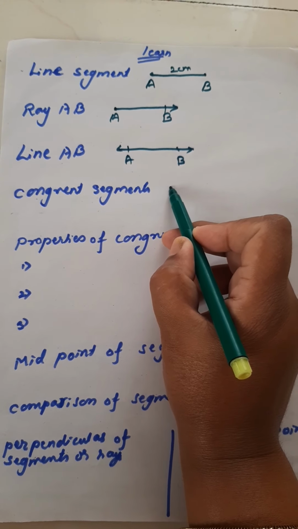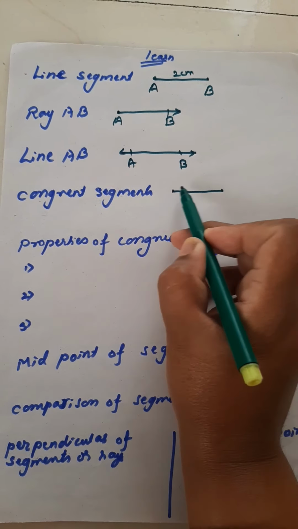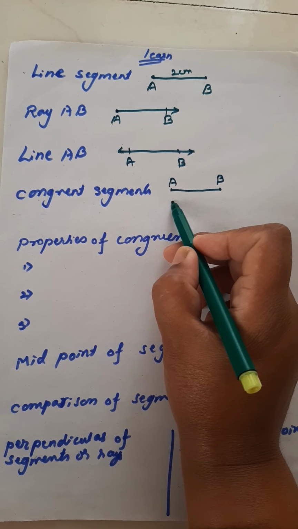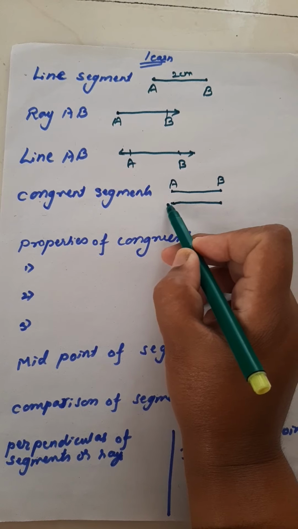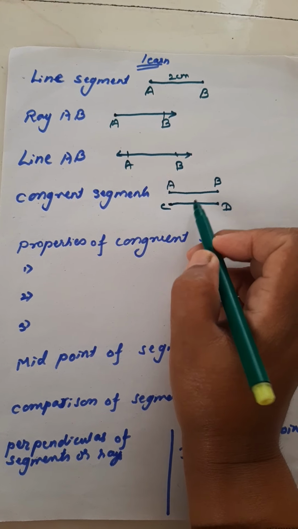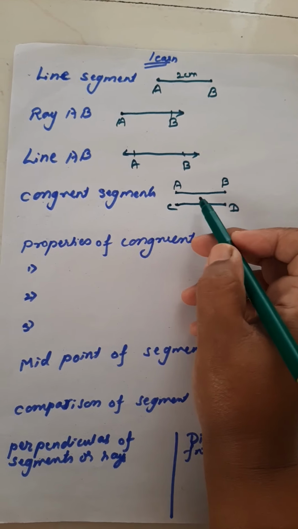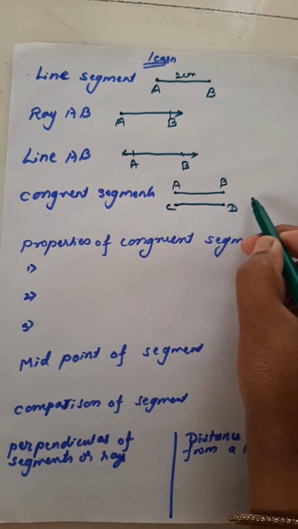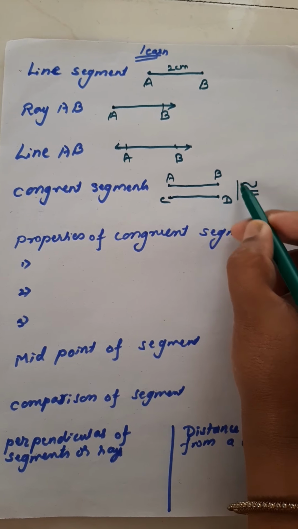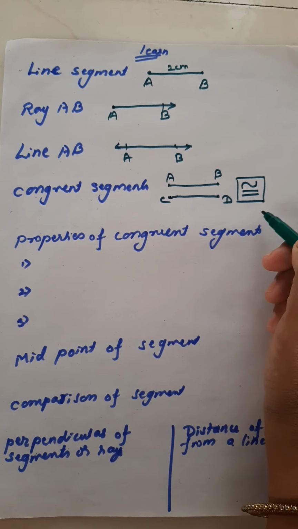Now what do we mean by congruent segment? Congruent segment means, for example, I have drawn the segment AB and segment CD. Both the measures are same. For example, 1 centimeter, 1 centimeter, or 2 centimeter, 2 centimeter. These are called as congruent segments. Congruent is written with the symbol like this. This is the symbol of the congruent.